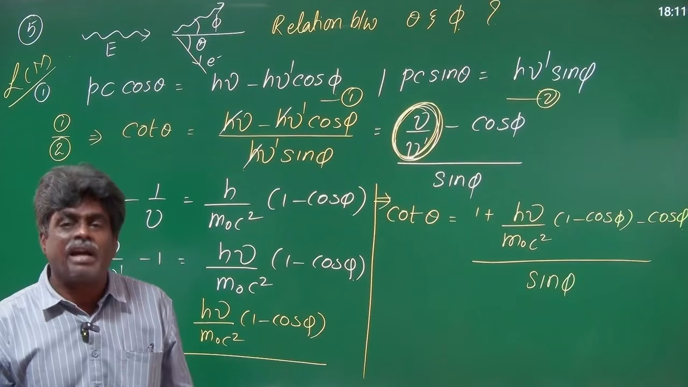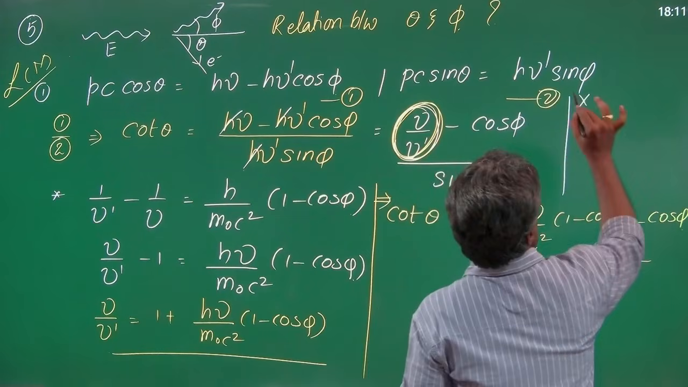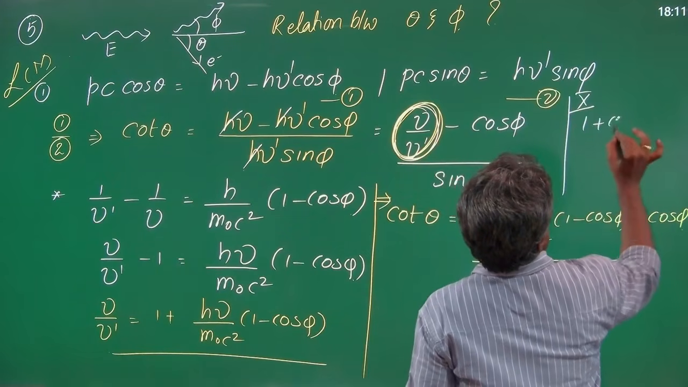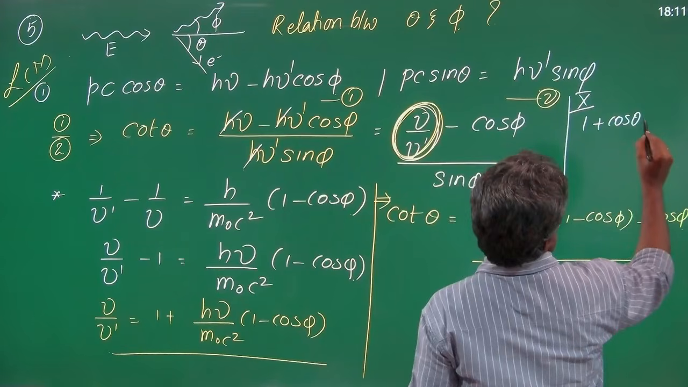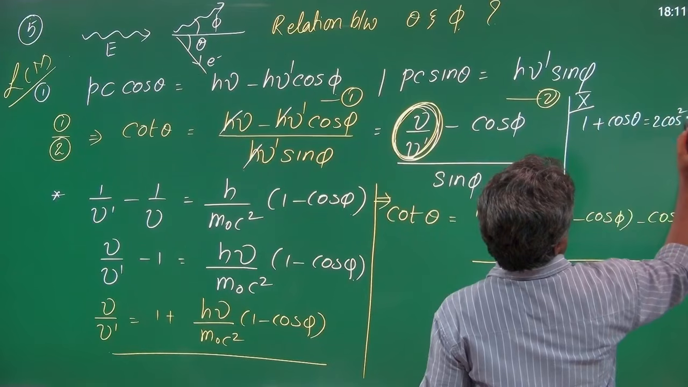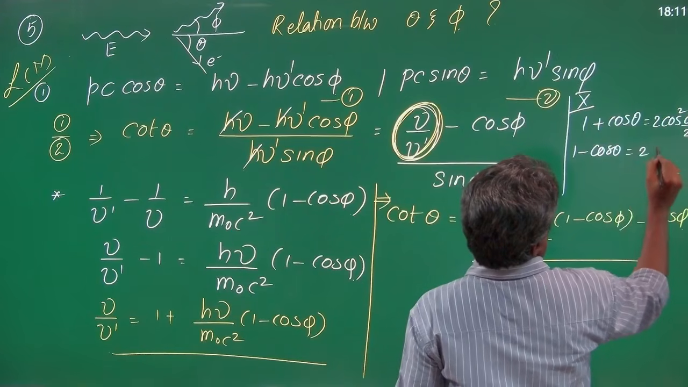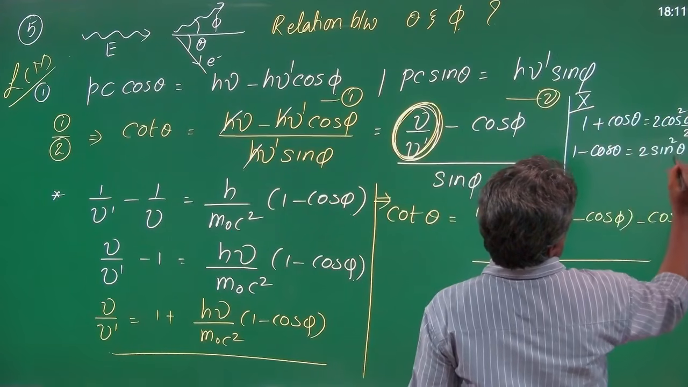Two sin square theta by 2. See, 10th class: 1 plus cos theta, or cos 2 theta. Cos theta I have taken, that's why 2 cos square theta by 2. 1 minus cos theta is 2 sin square theta by 2.